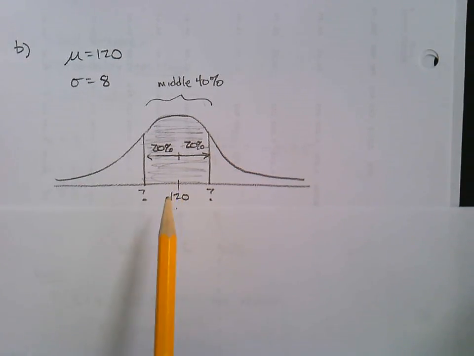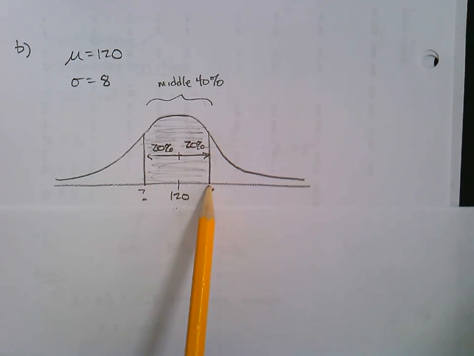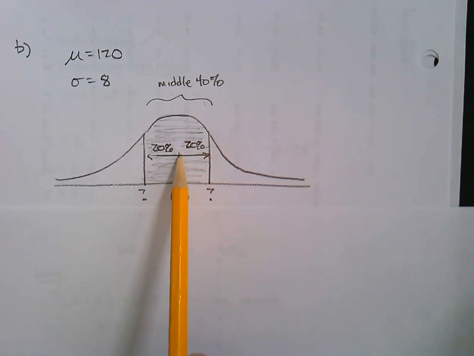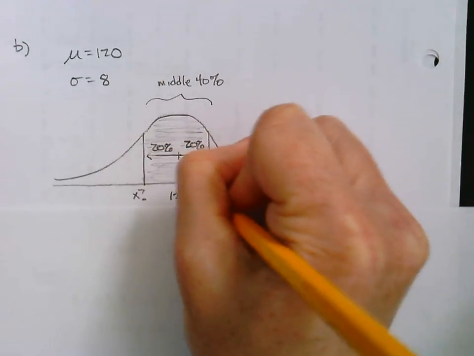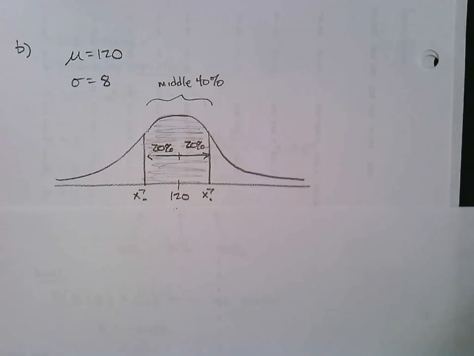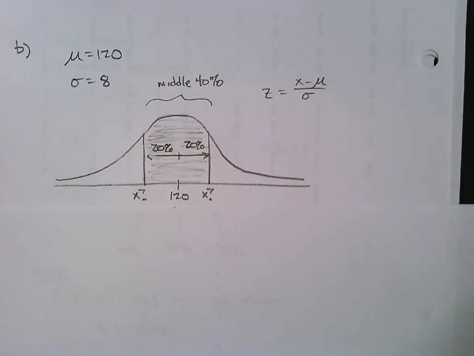So I know my mean is at 120. The middle 40%, I'm going to draw symmetrical lines like so. So I've got 20% above, 20% below on either side of 120. I need to find the x values that cut off the middle 40%. Okay, so that means same as the last problem, but I have to do it twice. So what are the z-scores for each one? And then once I know the z-scores, I can use my formula to work backwards to find the x's that go with it.